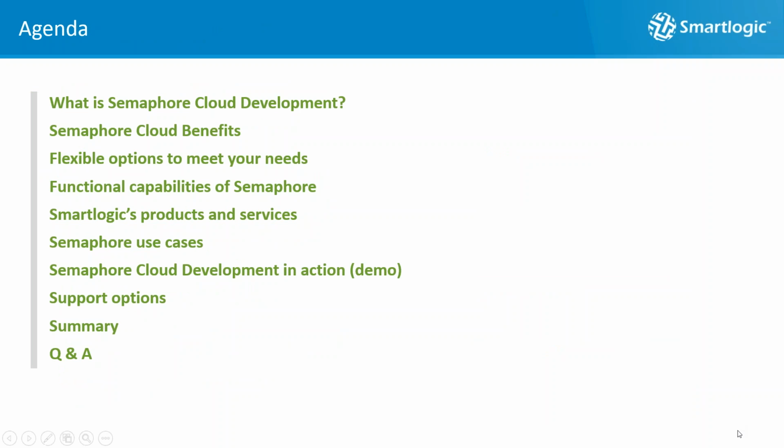So what are we going to talk about today? Well, we're going to talk about our new platform, Semaphore Cloud Development. We'll tell you a little bit about the benefits. We have some great flexible options that you can use to meet the needs that you have. We'll talk a little bit about the functional capabilities of Semaphore. We'll talk about our products and services. And we'll give you some great use cases of customers who are currently using Semaphore Cloud.